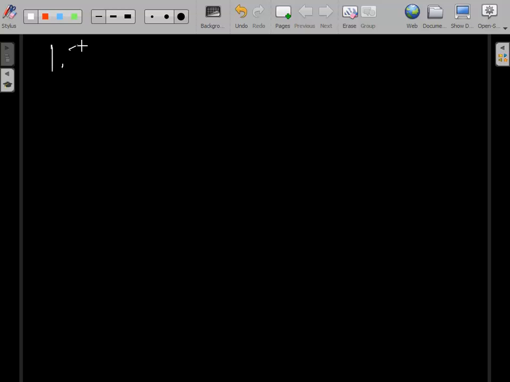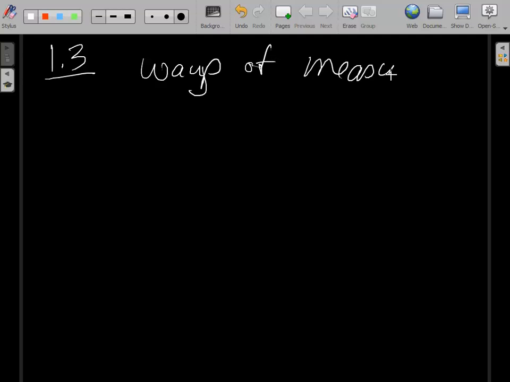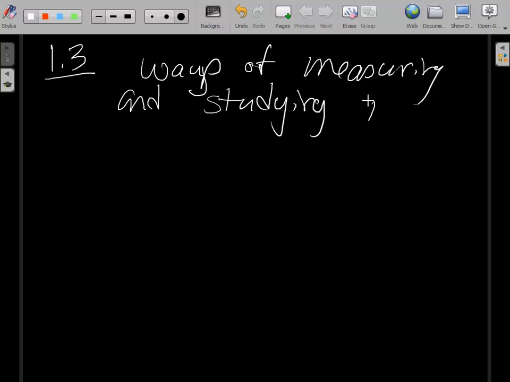Okay, so let's take a look at section 1.3. In this section we want to look at ways of measuring and studying data. Okay, so often we wish to compare variables.